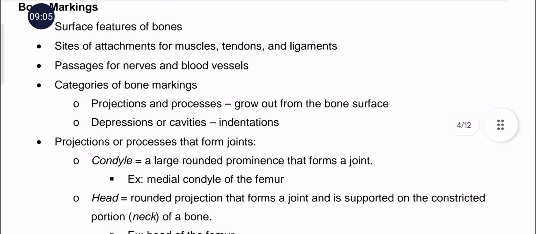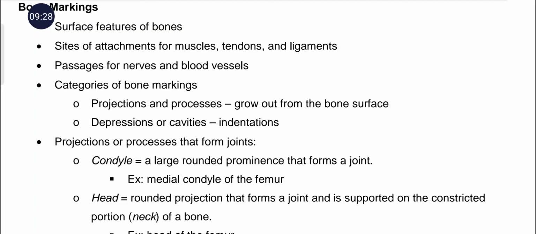Next, coming on to the bone markings, that is the processes which are usually present on the surface of the bones, or surface features of the bones. So bone markings are nothing but the sites of attachment for the muscles, tendons and ligaments. They also act as passages for nerves and blood vessels.